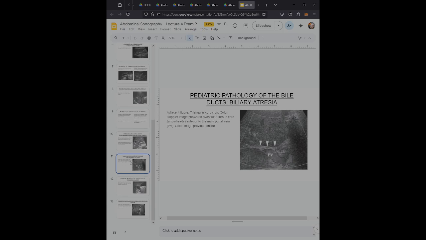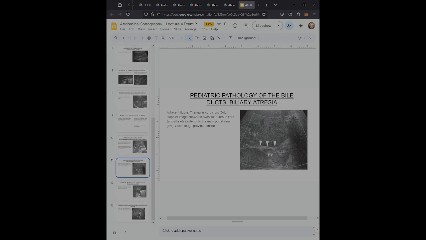Next, we move on to pediatric pathology. That is biliary atresia, a congenital disease that might be caused by a virus, and it's described as narrowing or obliteration of all or a portion of the biliary tree. Eventually, infants will suffer from cirrhosis and portal hypertension.